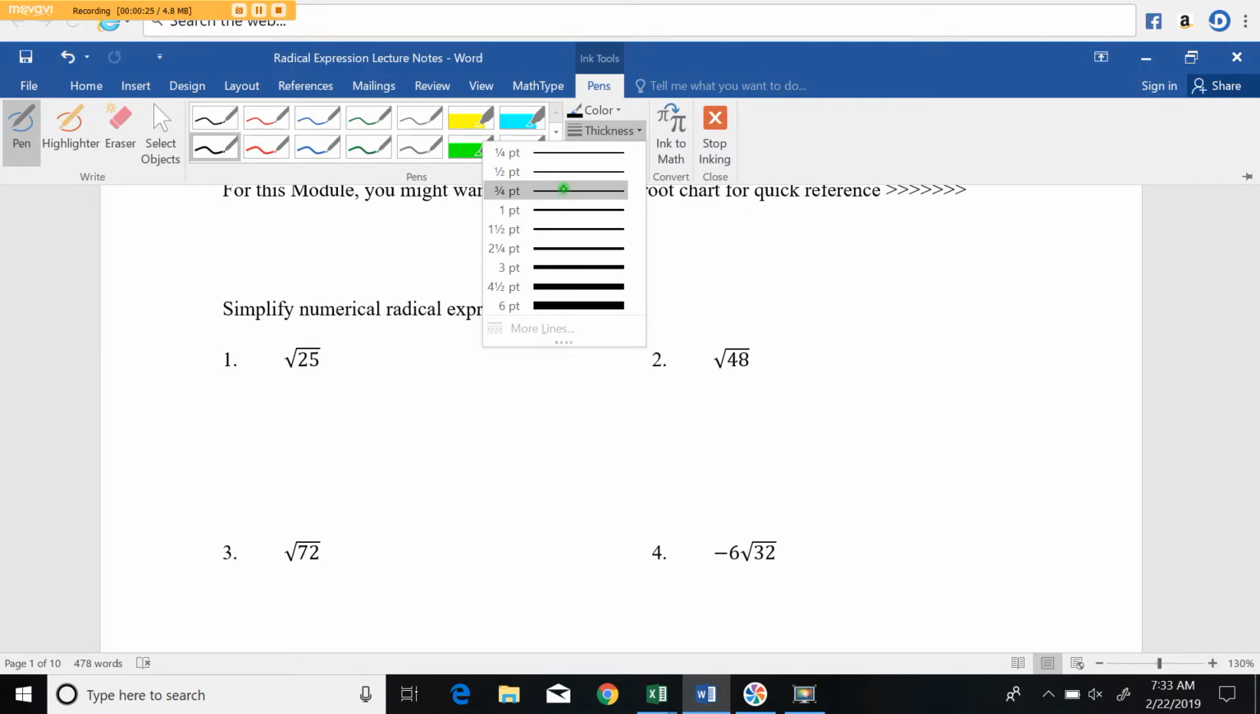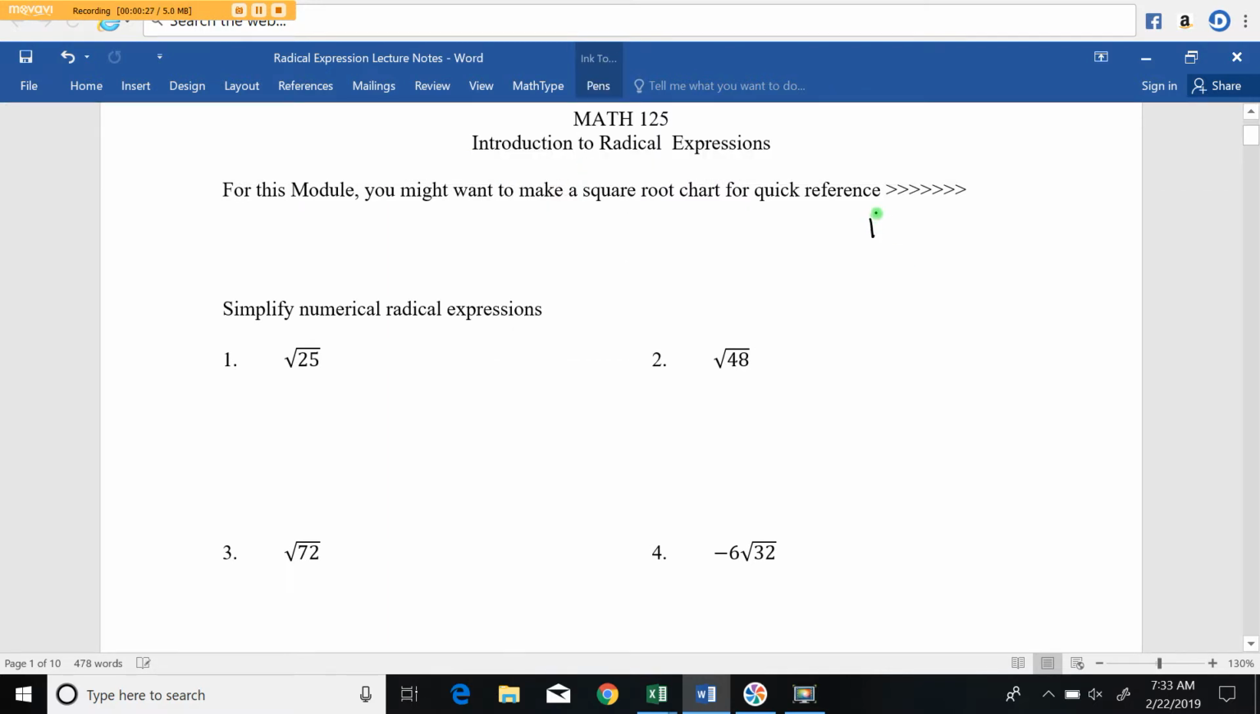All right, so 1 squared is 1 times 1, which is 1. 2 squared is 4, 3 squared is 9, 4 squared is 16. I'm just going to do 1 or 2 more. 5 squared is 25, right?